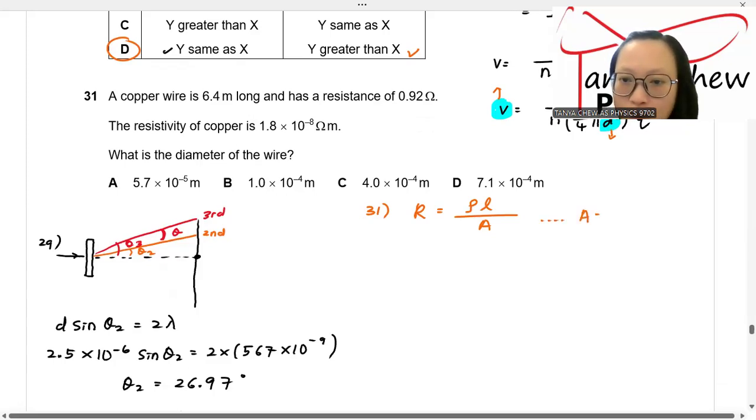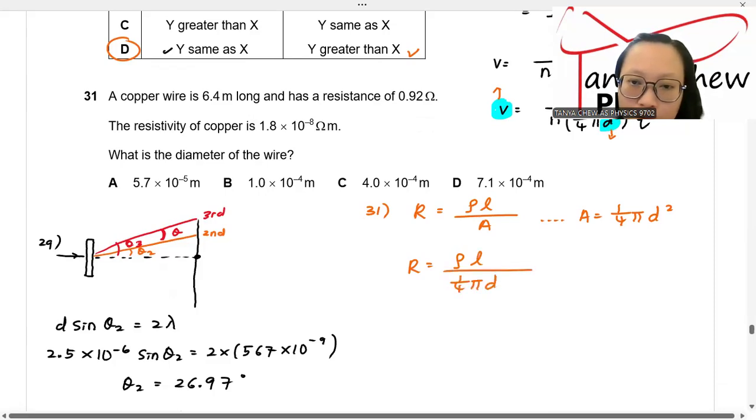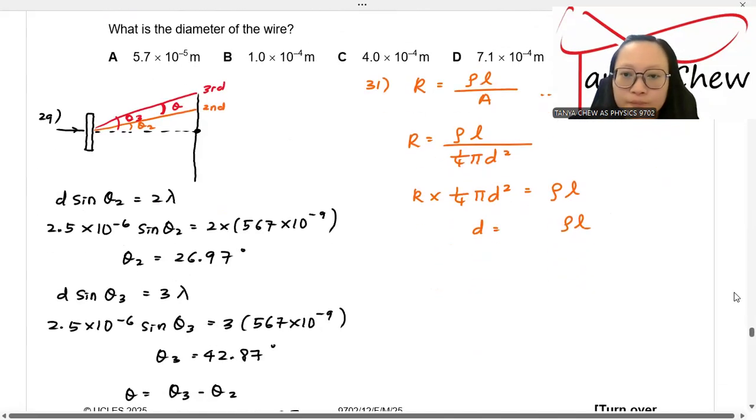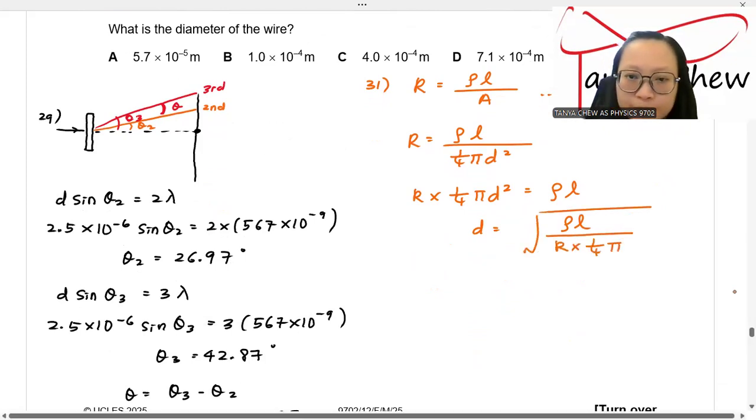So A is equal to 1 over 4 pi d squared. Sub into the equation, and I make d squared the subject. R times 1 over 4 pi d squared is equal to rho L. d squared is equal to rho L divided by R times 1 over 4 pi, and you just square root it.